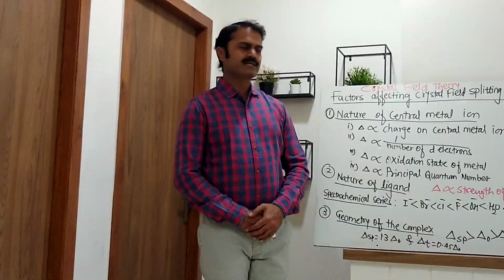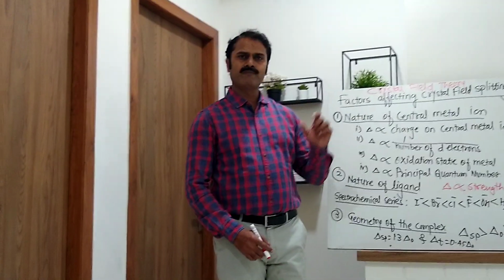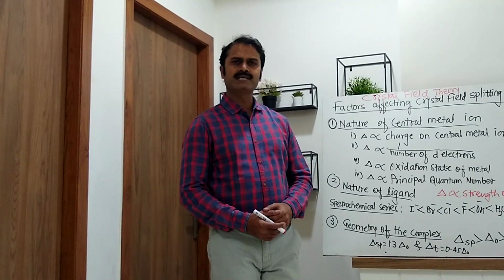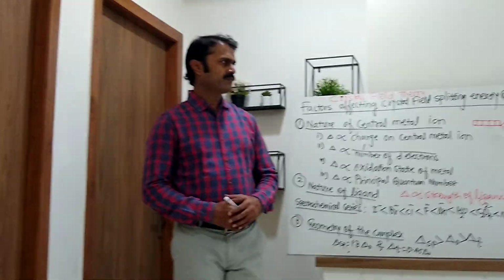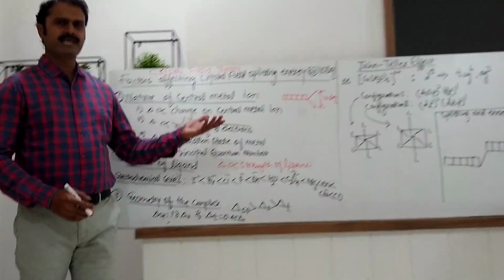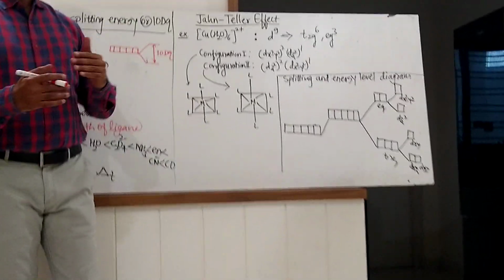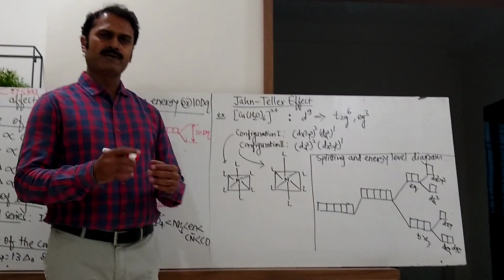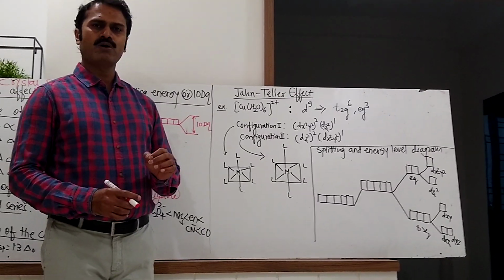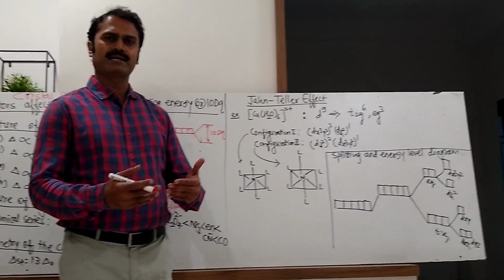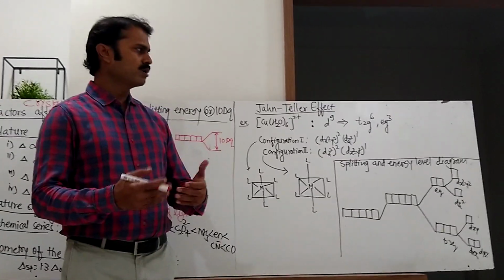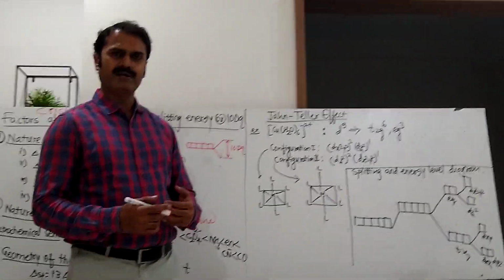So these are the factors which affect the value of crystal field splitting energy or 10Dq. Let us move to the next point, the Jahn-Teller effect. The Jahn-Teller effect takes place when t2g or eg orbitals are unsymmetrically filled. So what do we mean by unsymmetrically filled?